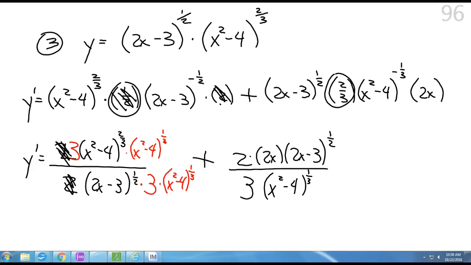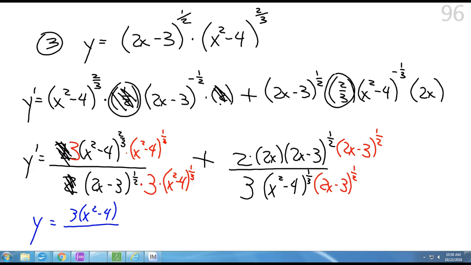Same thing on the other side. What do I need to have on the bottom over here? (2x - 3)^(1/2). Well, that means I better put 1 on top too, and at first you're like, that's going to be complicated. But it's not, and it never will be, because these will always just give you one of those things. So what I end up with is 3 times (x^2 - 4) to the first, so just x^2 - 4, all over just all that stuff on the bottom, which you just get sick of writing.